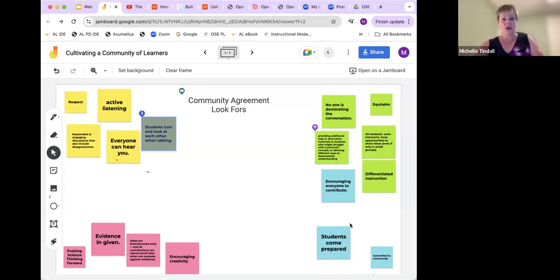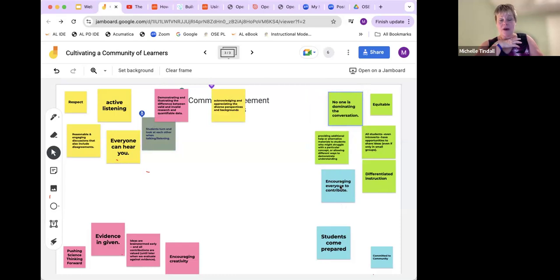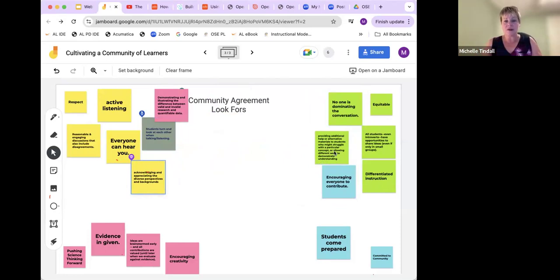Wonderful. So, in terms of the equitable part, take a look at what we have here. We have no one is dominating the conversation, but students are also encouraging everyone to contribute. So students asking each other, what do you think? Having an opportunity to differentiate instruction, acknowledging and really leaning into providing additional help or alternative materials for students. So thinking about how we're letting students enter into the learning, right?